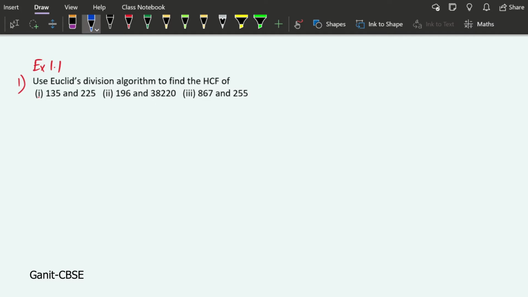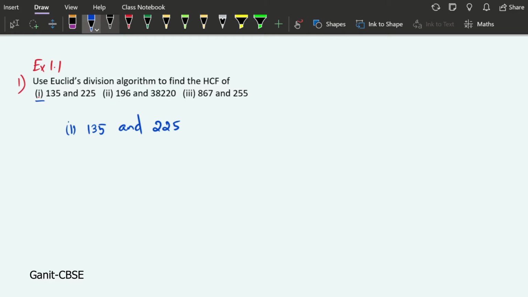Exercise 1.1, problem 1, we shall see about the first subdivision. Use Euclid's division algorithm to find the HCF of 135 and 225. So we'll take the numbers 135 and 225. So we use Euclid's division algorithm.